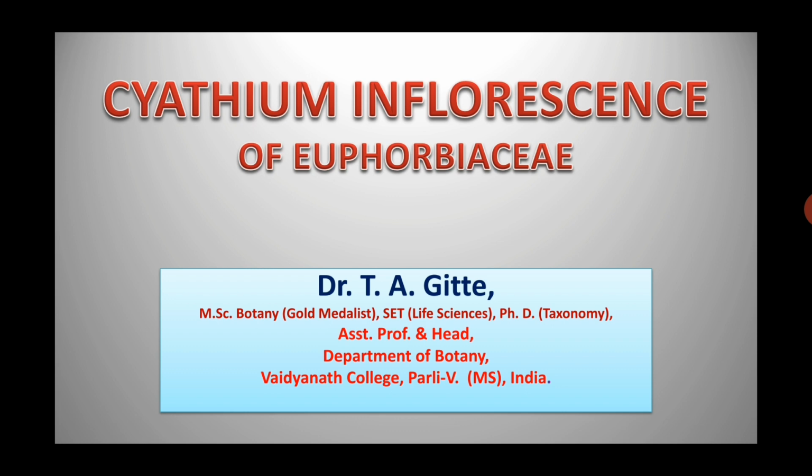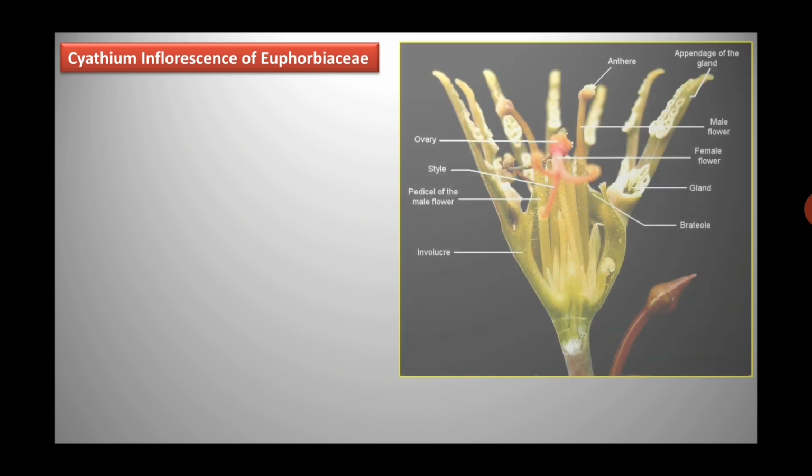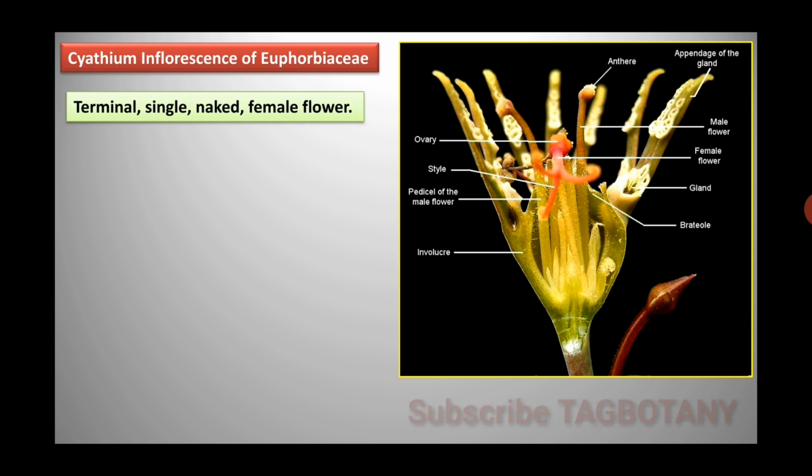Friends, today's topic is Cyathea inflorescence of family Euphorbiaceae. So what is Cyathea inflorescence? Cyathea inflorescence contains a terminal single naked female flower. So this is the longitudinal section of the Cyathea inflorescence, in which this is the terminal single naked female flower.